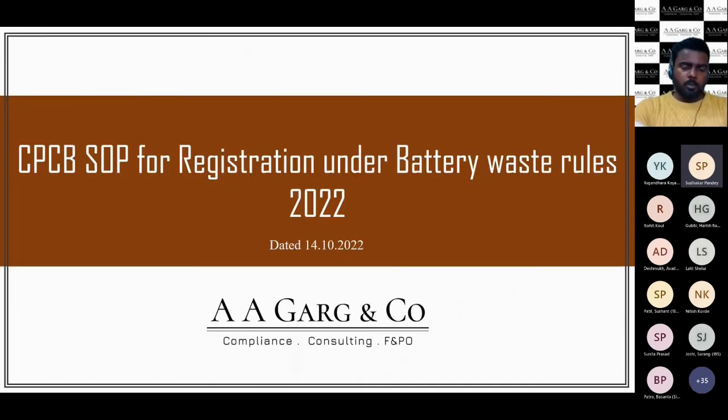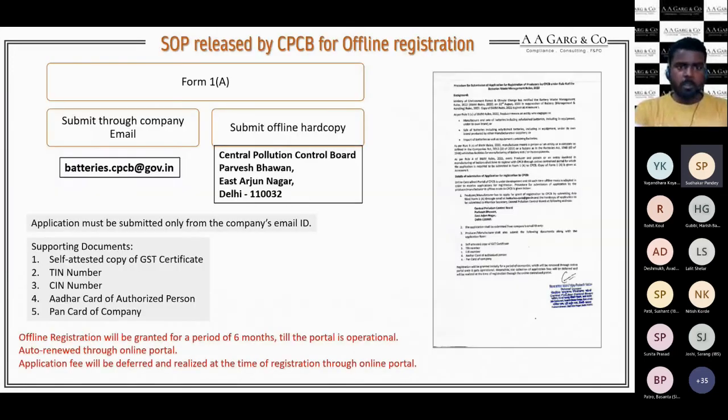So as already said, in the functions and responsibilities of the producers, there is a provision which talks about the registration of the producer from the online centralized portal. But CPCB has released a notification where they are saying that since the EPR portal is not live, the producers are required to obtain the registration in an offline manner. So this is the SOP that they released on the 14th of October.